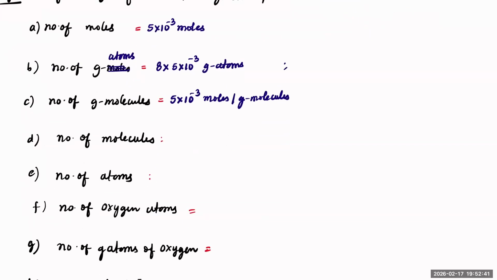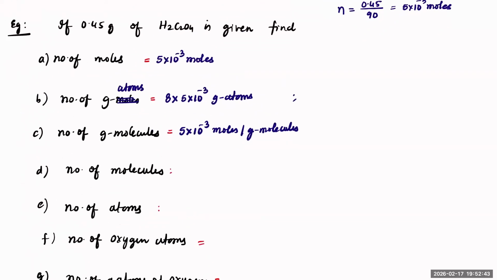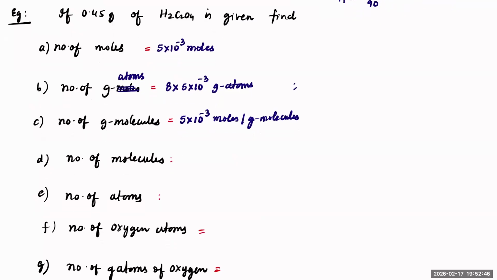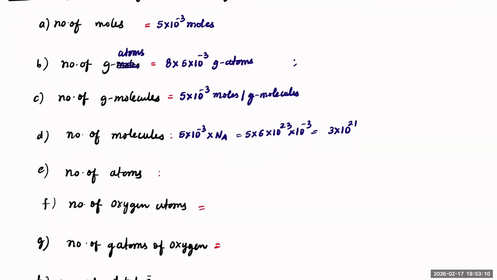Next, number of molecules. Number of molecules means number of moles into Avogadro's number. So 5 into 10 raised to power of minus 3 into Avogadro's number. This one. Clear? So that will be 5 into, I'll write the Avogadro number as approximately 6 into 10 raised to power of 23, into 10 raised to power of minus 3. So that is equal to 3 into 10 raised to power of 21. This many number of molecules.